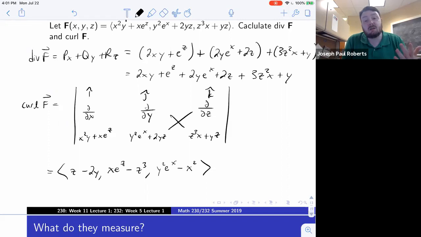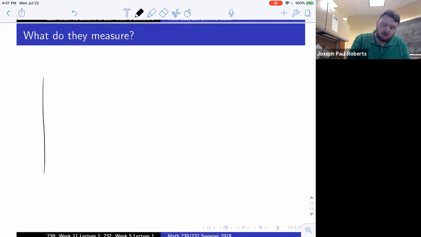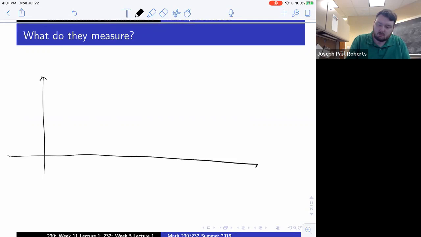So let's talk about why we're talking about it. What do these things measure? So let's do the 2D case. Again, all these things are functions of x and y, whether it's a scalar function or a vector field. All these things are going to change, presumably, throughout your vector field. So it's very possible, let's say, that my vector field F looks like this over here, and like this over here.